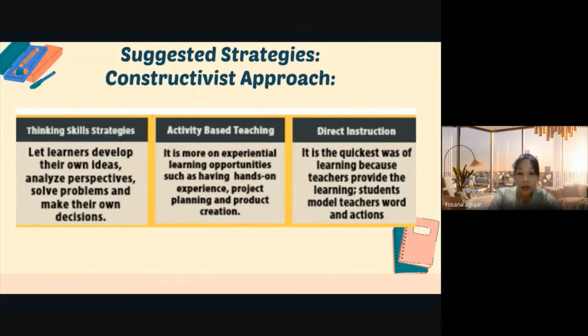So we are giving the chance for the students to show what they learned from our lesson by performing the task sheet. It means that we can assess the performance of our students through pictures, or the most appropriate is through a video. And then direct instruction. Direct instruction is the quickest way of learning because teachers provide the learning. Students model teachers' words and actions.